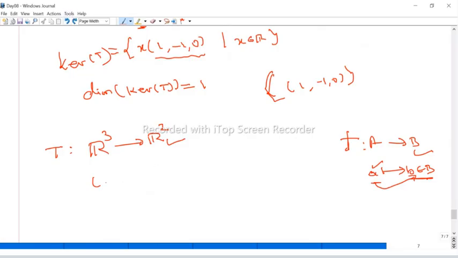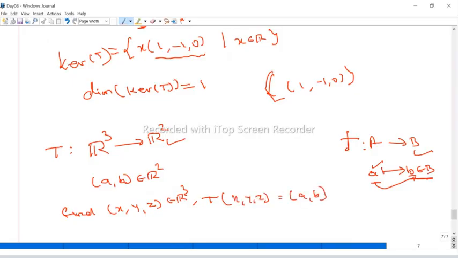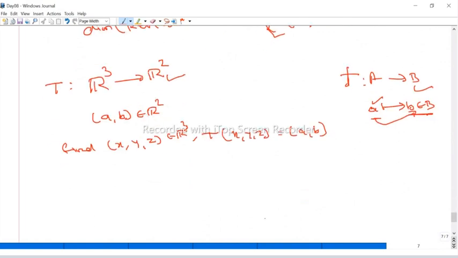If we take any (a, b) in R2, what is our aim? Find an ordered tuple (x, y, z) in R3 which maps, that is T(x, y, z) = (a, b). Such an (x, y, z) exists or not, we have to find. Suppose it exists, then this happens. By the definition, T(x, y, z) is nothing but (x + y, z) = (a, b). Now we get two equations, x + y = a and z = b.